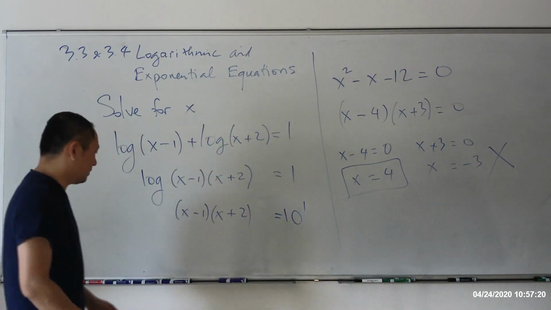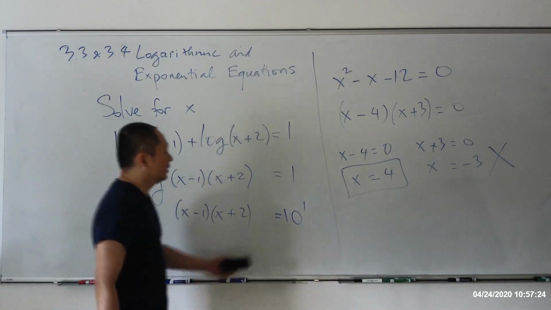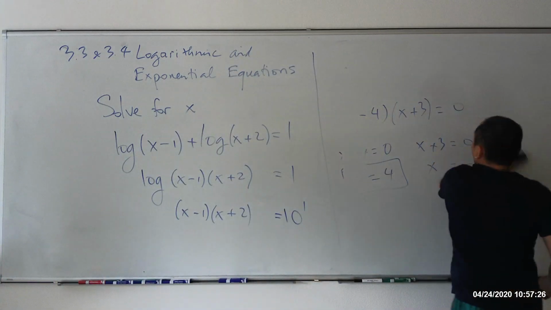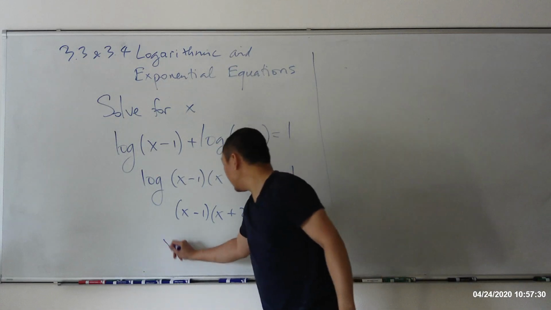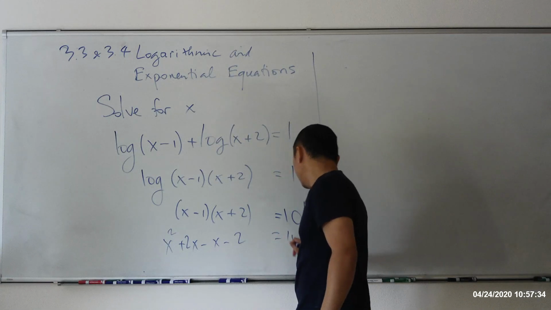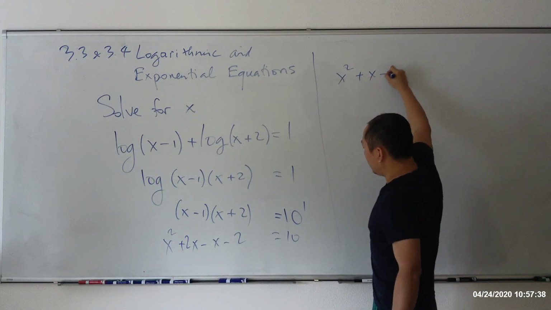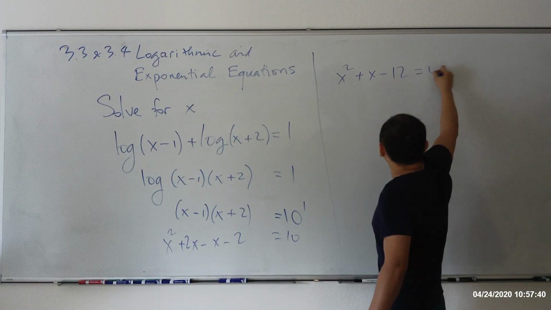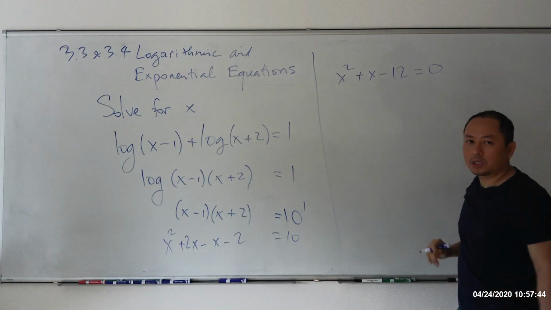Same idea, same step as before. Multiply them all out, combine the like terms. I got x squared plus 2x minus x minus 2 equal to 10. This time we got x squared plus x minus 12 equal to 0. See how we solve a quadratic: everything on one side, equal to 0 on the other side.